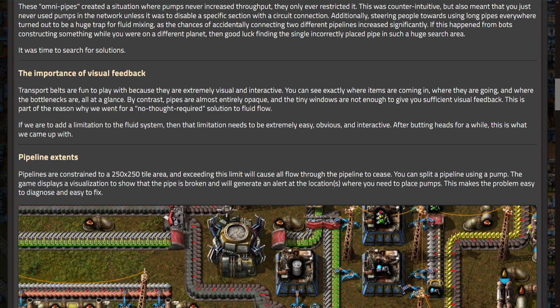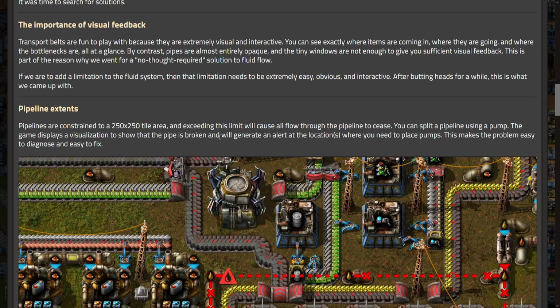So then they talk about the importance of visual feedback, and that belts are very good at visual feedback. It's a bit less good with pipes, to also spot the bottlenecks. And yeah, they were debating whether they wanted to add a limitation to the fluid system again, because the limitation also needs to be easy to understand and easy to deal with.